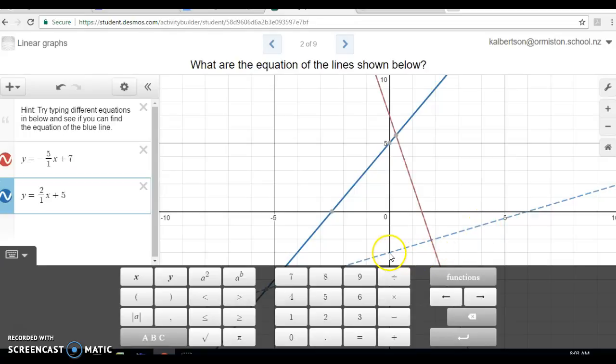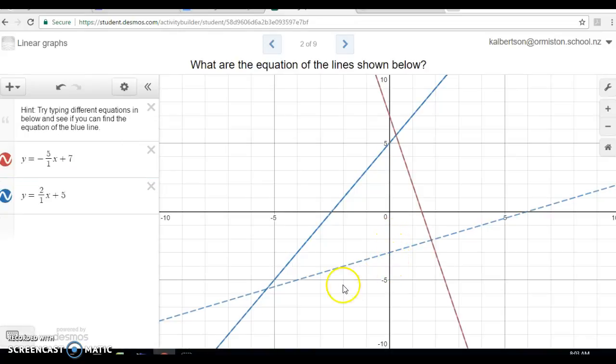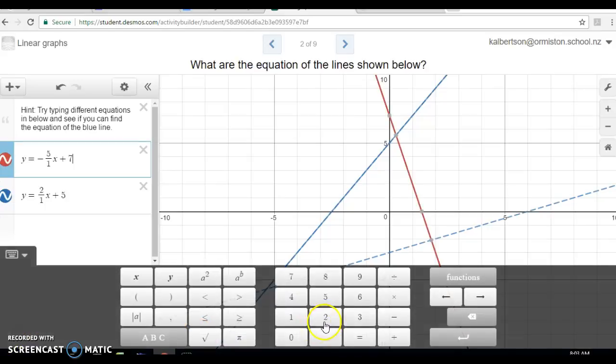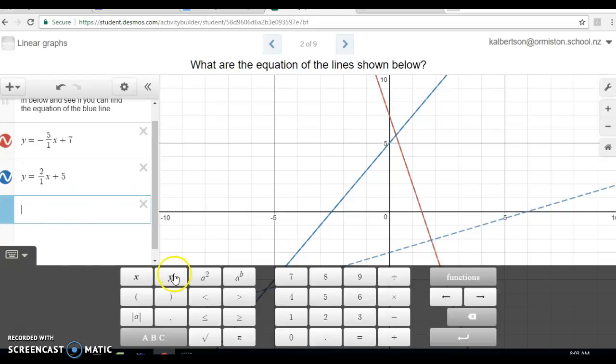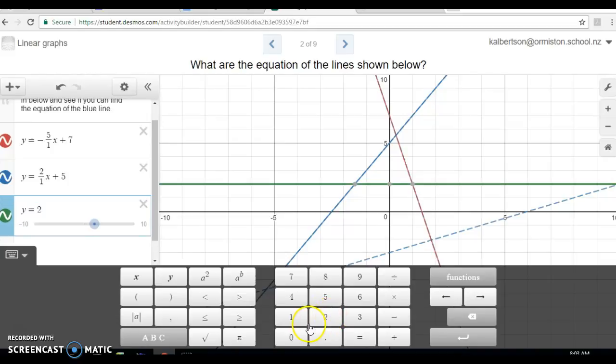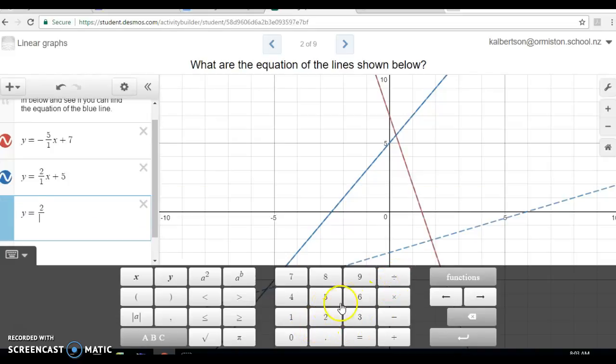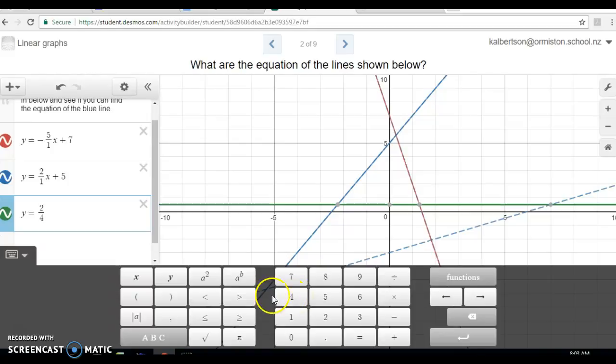So, to get from here up to here, well, that's negative 3. I'm going up to negative 1. So I'm going from negative 3 to negative 1. I'm going up 2 and across 4. Up 2, across 4. I'm going to start to type that in. Y equals up 2 divided by across 4. Don't forget my x.